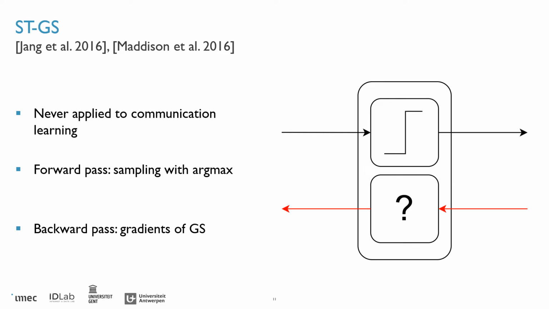The last method that we will look at is the straight-through Gumbel softmax. This one has not been applied to communication learning before, but it has been applied in other areas. So in the forward pass, we apply sampling using the argmax, and in the backwards pass, we use the gradients of the Gumbel softmax, using the softmax instead of the argmax.